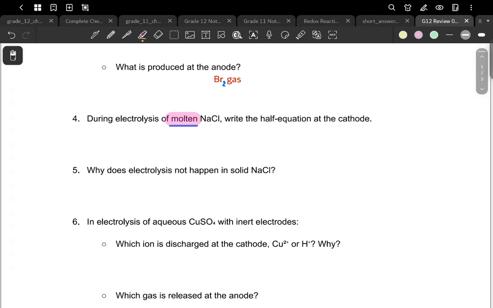Write the half equation at the cathode. At the cathode, which is negative, I have to think about the positive ion, which is the sodium, the first part in the compound. Sodium as an ion has one positive charge. How did I know that it has one positive charge? Because it belongs to the first group in the periodic table. So the sodium is reduced at the cathode, which means it gains electrons and changes into a sodium atom.